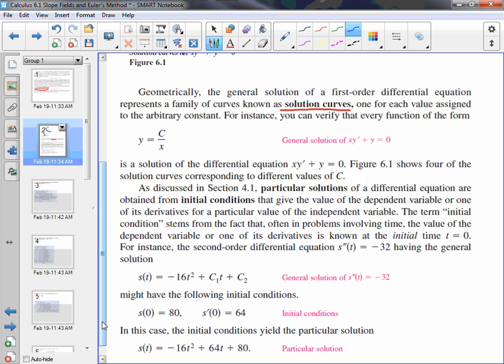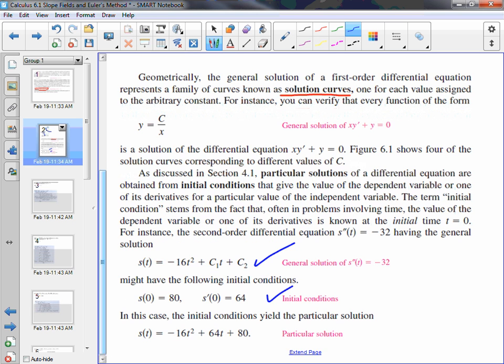For instance, the second order differential equation, s double prime of t equals -32, having this general solution, might have the following initial conditions. And if they do, then in this case, the initial conditions yield this particular solution because our position function for a free fall depends upon the position at the beginning of the free fall and the initial velocity. So that's why the initial conditions give you different particular solutions.